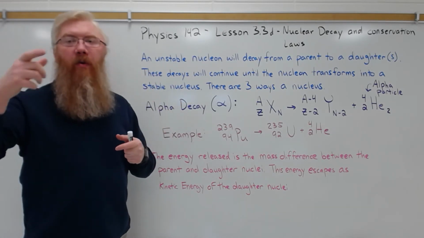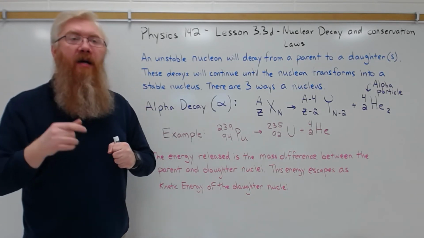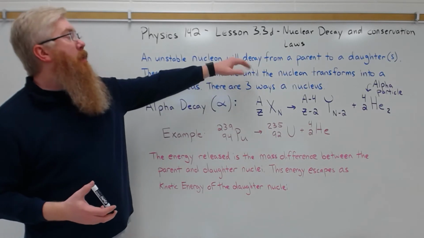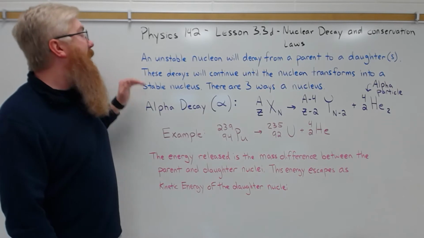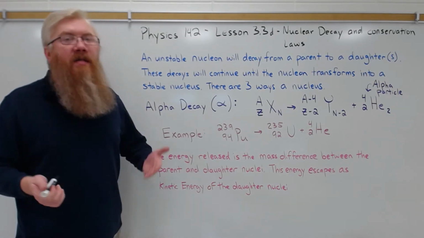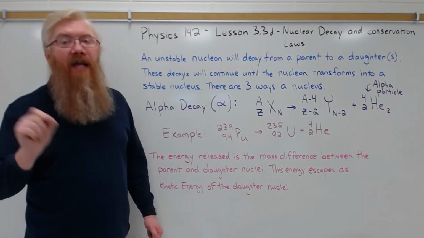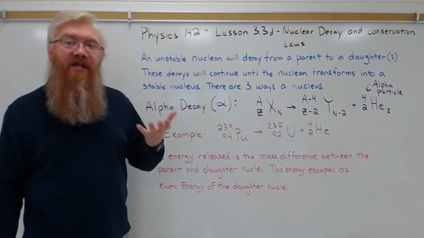There's also a way of decaying without actually changing the properties of the nucleus, except for the energy. We'll talk about gamma decay in a bit. But a nucleon can split from a parent into a daughter. These decays continue until the nucleon transforms into something stable. Once it's something stable, it doesn't want to decay anymore. But that can take many, many, many steps to go from a highly radioactive material into a stable material.